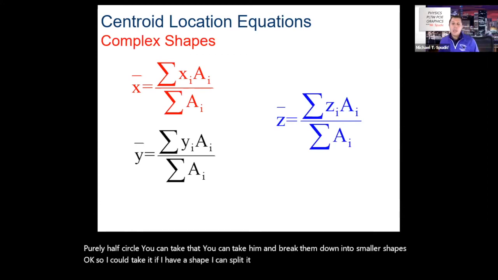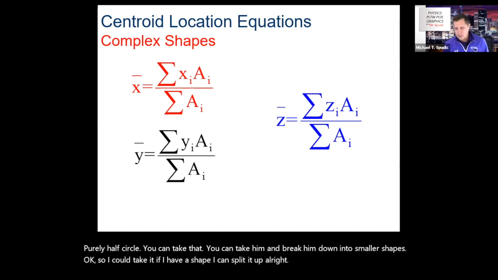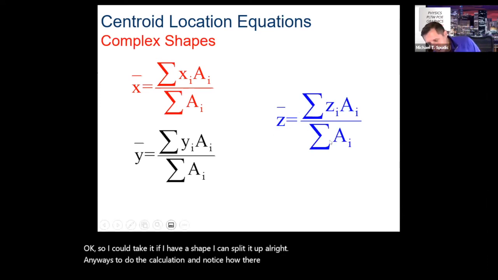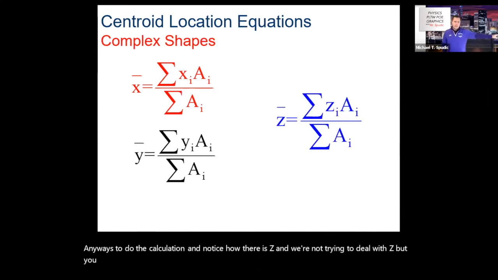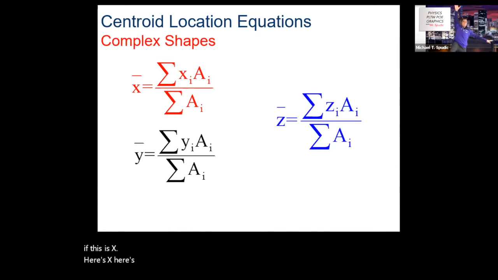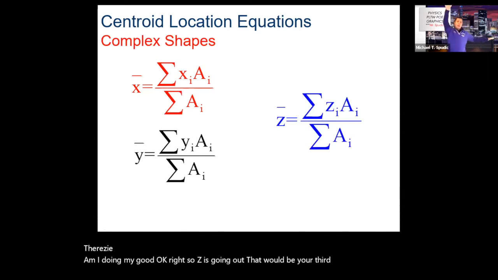Anyways, to do the calculation, notice how there is Z, and we're probably not going to deal with Z. But if this is X, here's X, here's Y, and there's Z. Z is going out. That would be your third dimension. X, Y, Z.